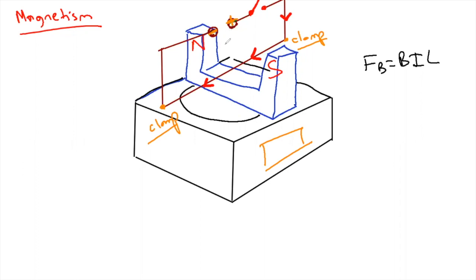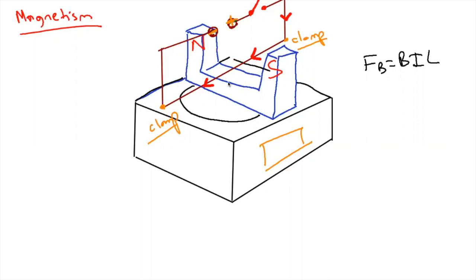So place your fingers in the positions. You know, the first finger is for the magnetic field, so north, south. The second finger is for the current. It's going to be over here. So it's like this, this, and this. This is your thumb, first finger, and second finger.